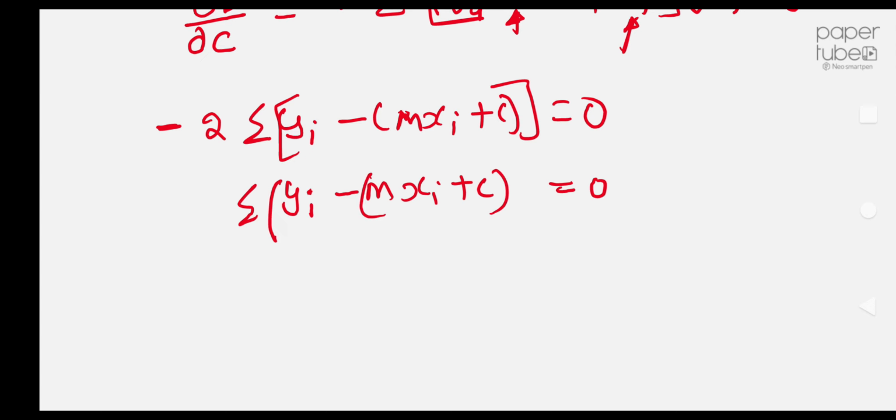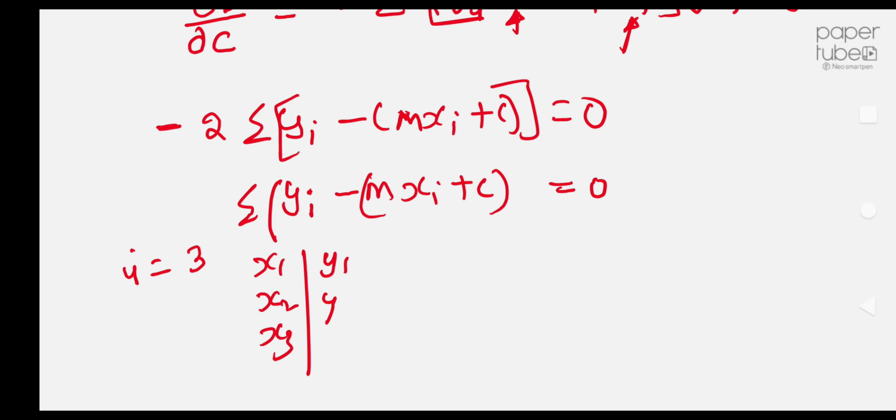So what do I mean by this? Let's say we have i equal to maybe 3. In that case we have x1, x2, x3. So we have 3 experiments, and then we have y1, y2, y3.